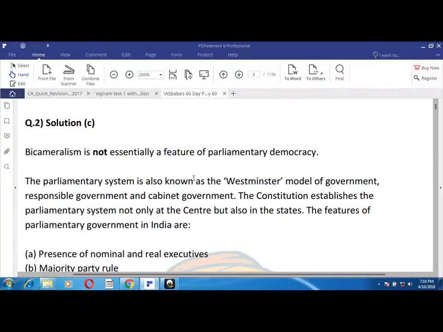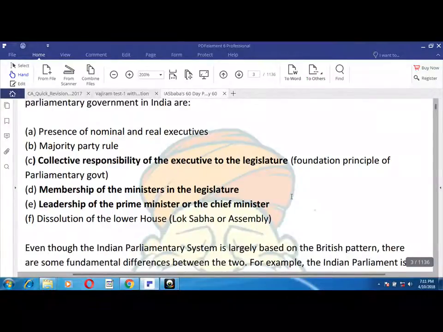The parliamentary system is known as Westminster model of government, responsible government and cabinet government. The Constitution establishes the parliamentary system not only at the center but also in the states. The features of the parliamentary form of government in India are: presence of nominal and real executive, majority party rule, collective responsibility of the executive to the legislature, membership of the ministers in the legislature, leadership of the prime minister or the chief minister, and dissolution of the lower house, Lok Sabha or assembly.